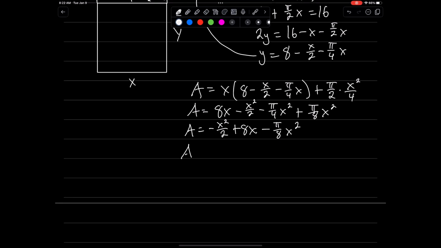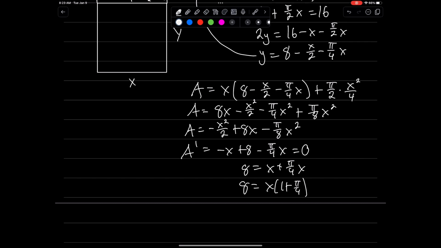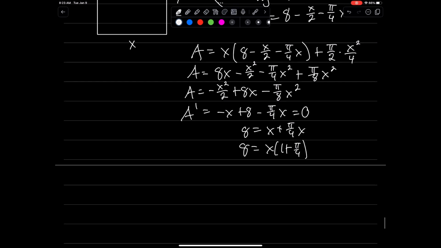From here, we're going to differentiate. That means we have negative x plus 8 minus pi over 4 x, and that is equal to 0. From here, I'm going to get all my x's on one side, and then factor them out. So I've got 8 is equal to x plus pi over 4 x. Factoring that out, you get 8 is equal to x times (1 plus pi over 4), and then we can just divide by that 1 plus pi over 4. So we end up with x is equal to 8 over (1 plus pi over 4).